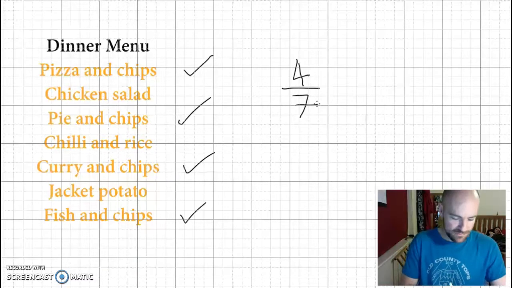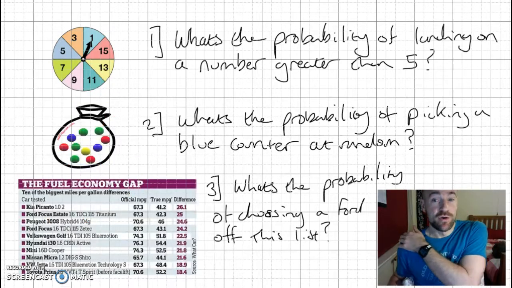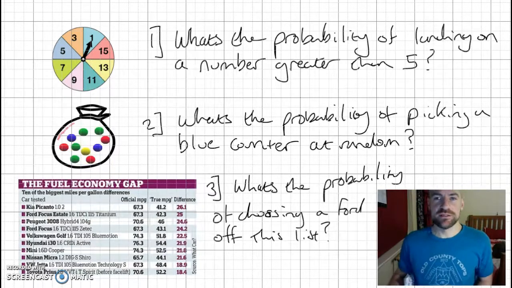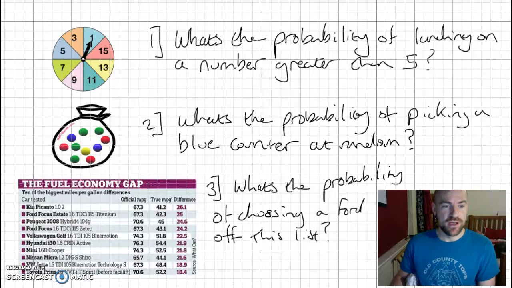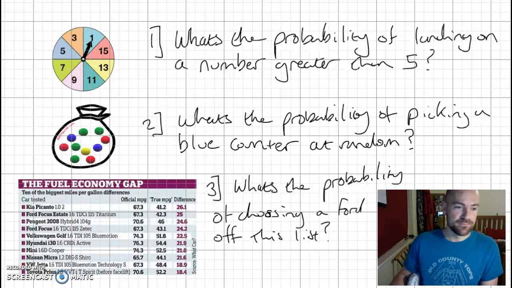Okay, here we go. So here are your questions to have a go at. Number 1, what's the probability of landing on a number greater than 5 on this spinner? Number 2, what's the probability of picking a blue counter at random from this bag? And number 3, what's the probability of choosing a Ford car off this list of cars when we're looking at a fuel economy gap? Okay, see if you can work those out using the method that I've showed you, and pause it up now because the answers are about to appear.